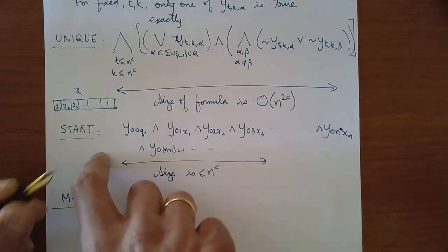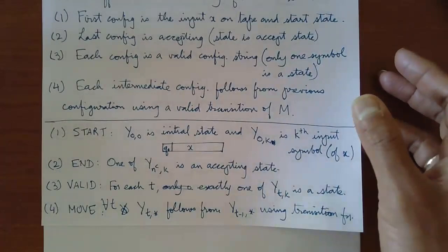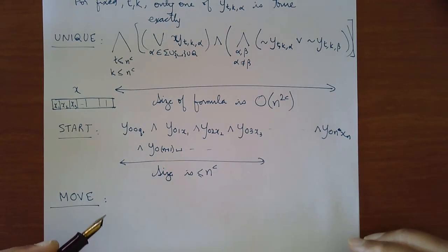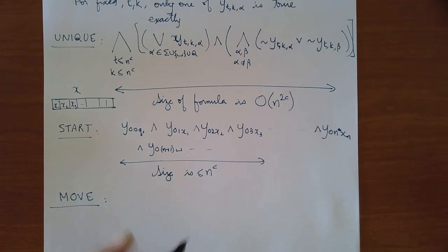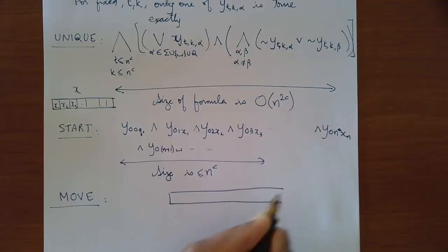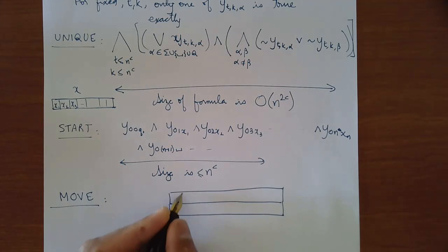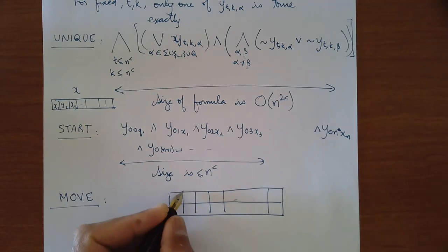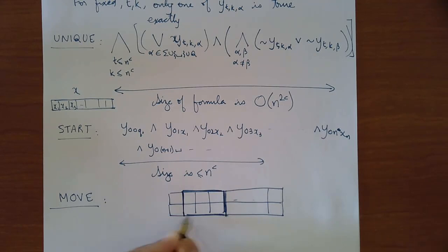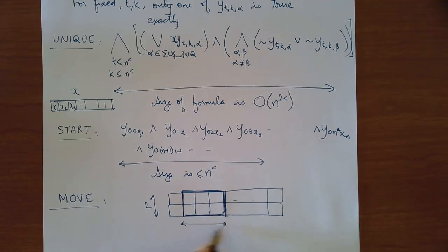Just as I did start, you can assume one can do end, one can do valid. So I'm not going to write all of these things down in gory detail. For move, what we need to do is to simply choose the right transition function. Also observe the following. How does one implement a move? Look at this tableau and look at two adjacent rows. Now take any 3x2 block. So this is looking at two configurations. This is a 3x2 block.